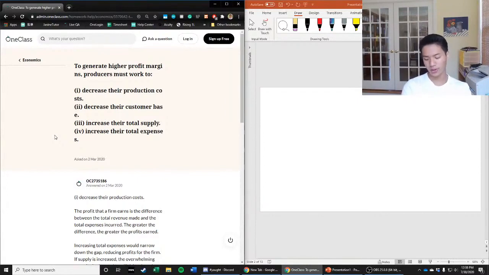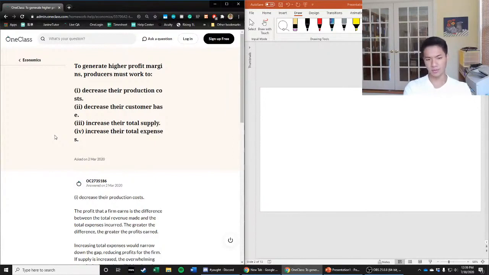If you're lowering the cost of producing a good, and at the same time you're maintaining your ability to sell that good at a constant price, then you're making more profit per unit of the good, right? So this is definitely going to be a really favorable answer for us. 2 says decrease their customer base. It doesn't really make sense why decreasing your customer base and losing purchases would generate higher profit margins. So that wouldn't really be the case.